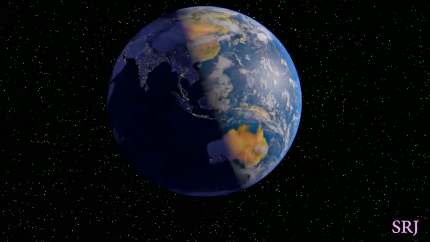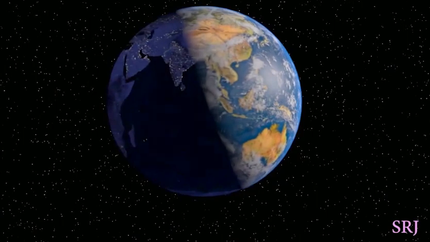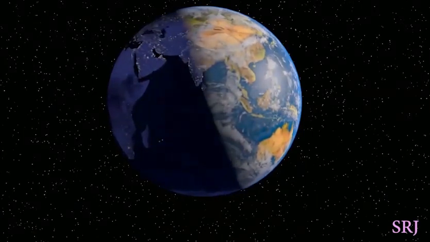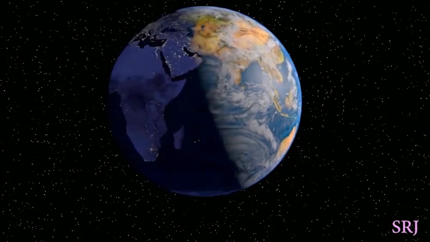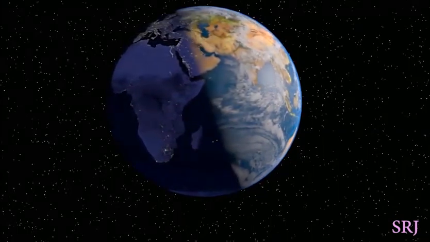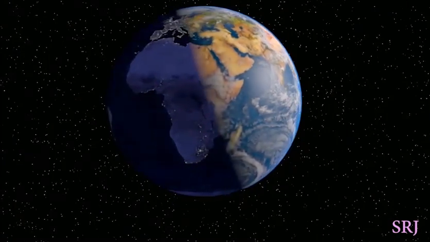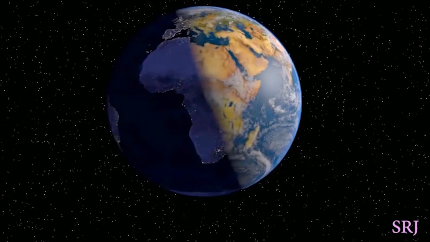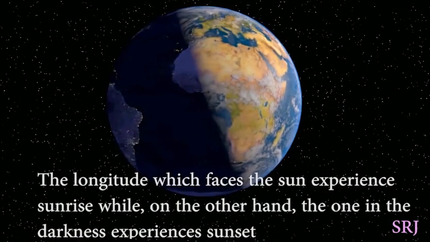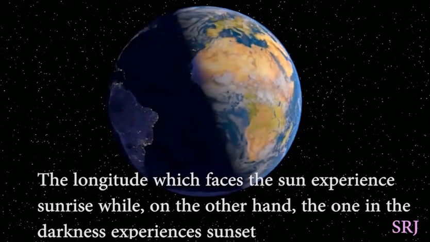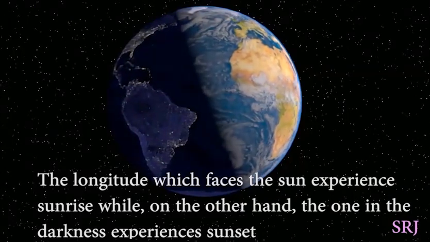As we know, Earth rotates from west to east. As a result, we experience sunrise, noon, sunset, and midnight. Now, in this, as we can see, there are two parts. The first part, on your right hand side, is experiencing light. And the other, towards your left, is experiencing darkness. This is because during rotation, the longitude that faces the sun experiences sunrise, and the other, which is in the darkness, experiences sunset.